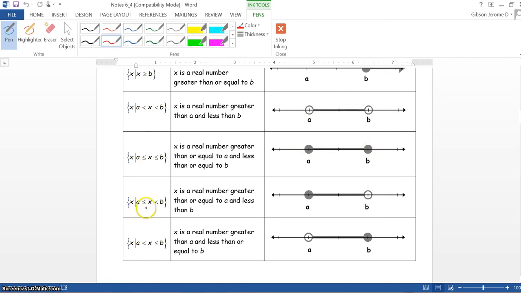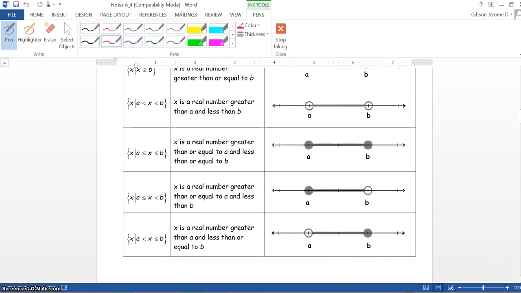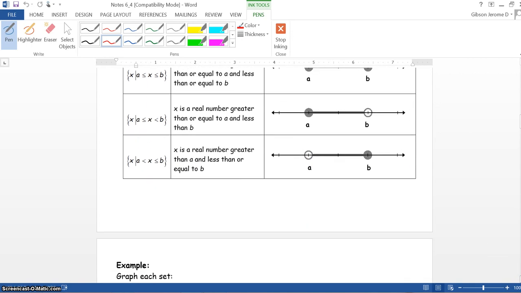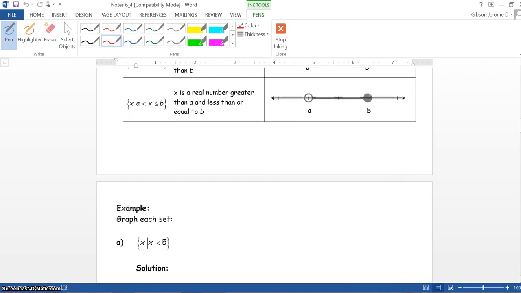Now we have a situation where one is or equal to and one is just less than. So we have the a shaded in and the b is an open circle because a is included and b is not. And then finally we have a < x, but x ≤ b. And if you see here, b is shaded in and a is not. So that means b is included and a is not.